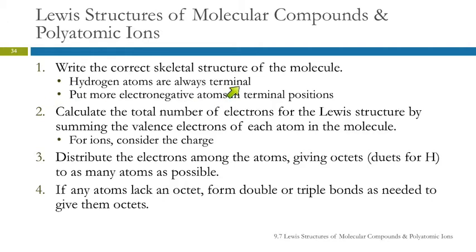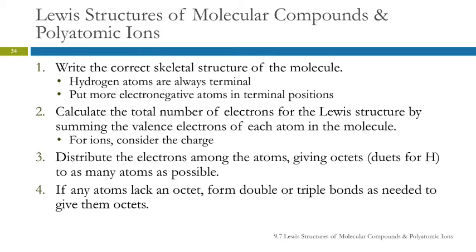Hydrogen atoms are always terminal. Terminal means it's on the outside. It's just got a single bond with something. You'll never get a hydrogen in the middle with lots of things bonded to it, because hydrogens can only make one bond. If you're not sure which ones to put in the middle or on the outside, a good guideline is electronegativity. The more electronegative atom probably goes in the terminal position.